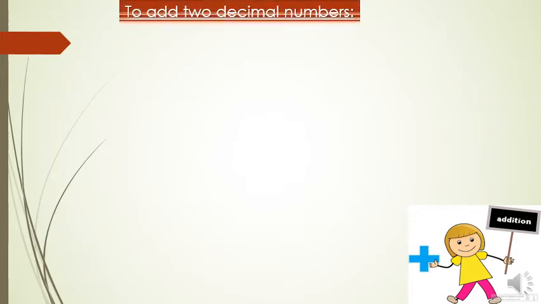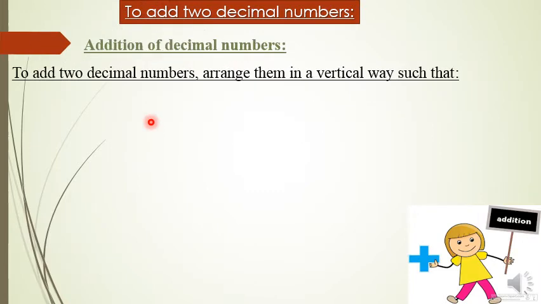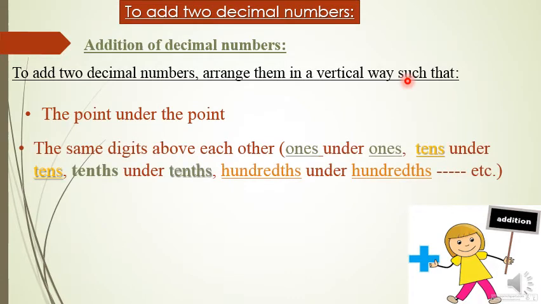So let's learn how to add two decimals. To add two decimal numbers, we have to arrange them in the vertical form such that the point is under the point, the same digits above each other. So we put the ones under the ones, the tens under the tens, and similarly in the decimal part, the tenth under the tenth, hundredth under the hundredth, and so on.